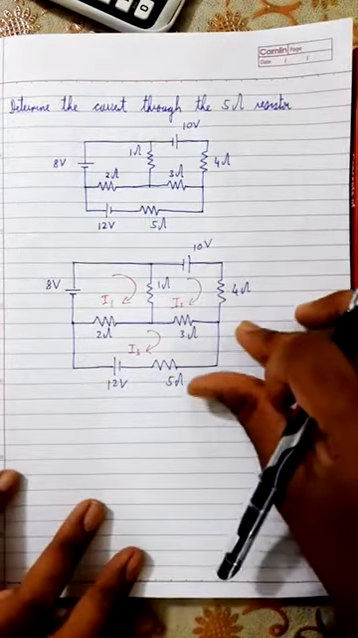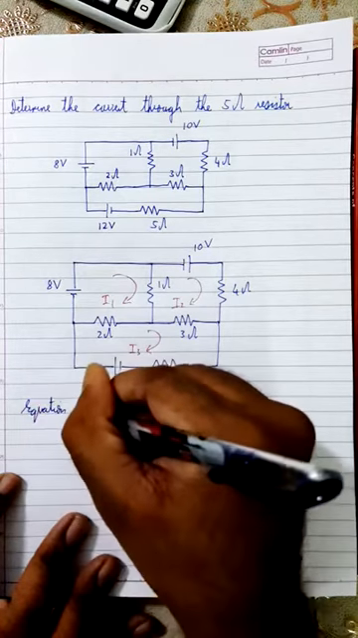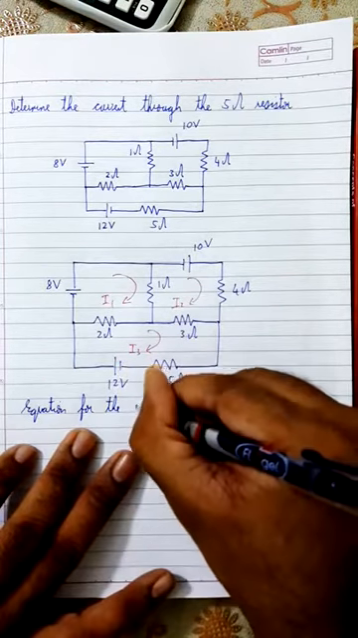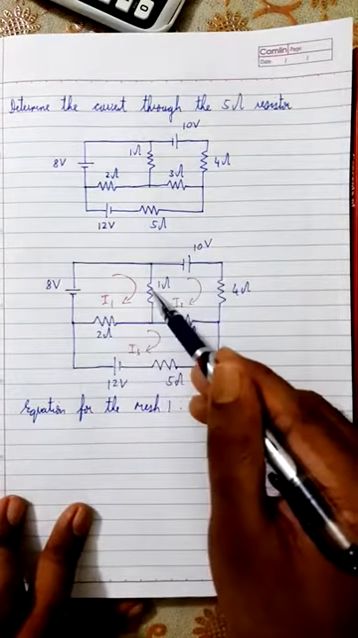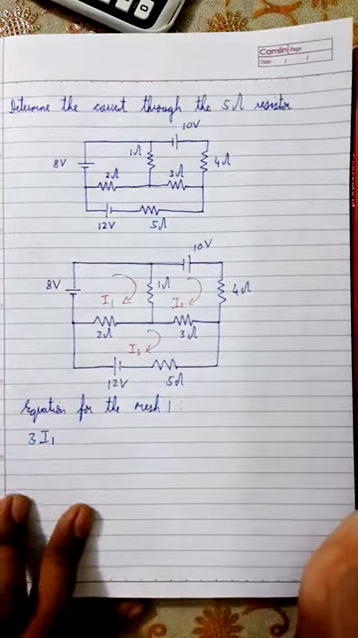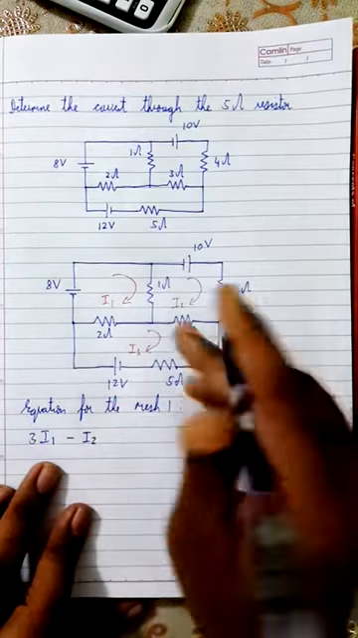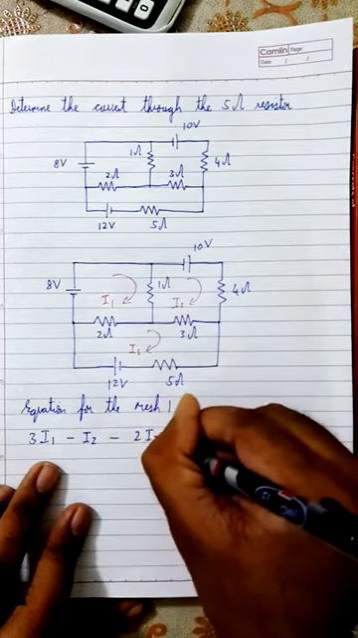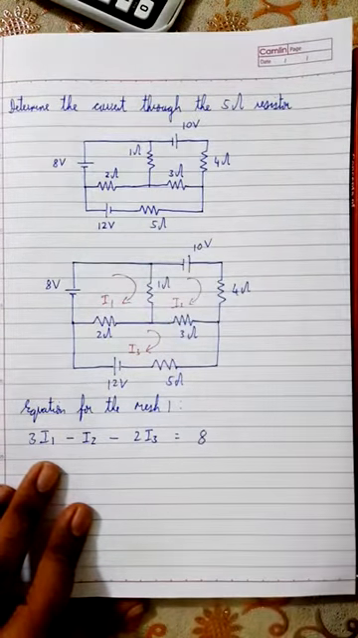So first I write the equation for mesh 1. The procedure for the remaining problem is the same. Equation for mesh 1. Here I1 touches 2 plus 1, so 3, therefore it is 3I1, and I2 touches only here, so it will become minus I2, and here I3 touches only this resistor, so it will become minus 2I3, and this voltage source is creating I1, right? So it is equal to 8.